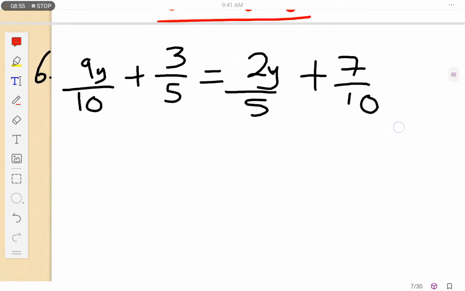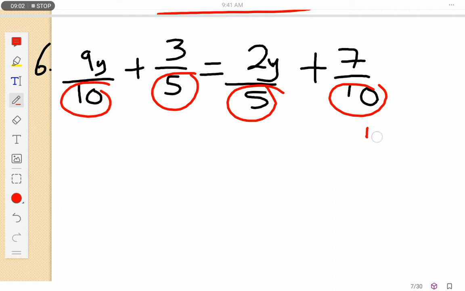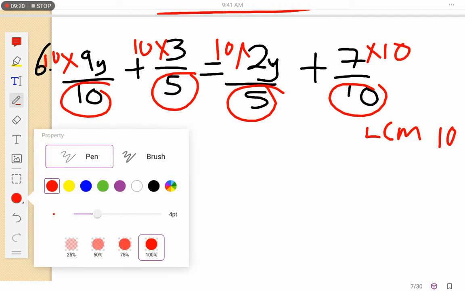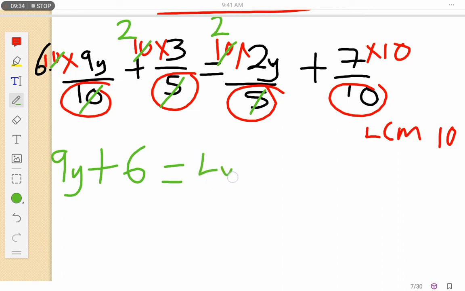Let's have another example. Okay, this one we've got 10, 5, 5, and 10. So our lowest common multiple is 10 there. Every number can go into 10. So I'm going to multiply everything by 10. So I can say times 10, times 10, times 10, times 10. Okay, let's divide now. Dividing 10 into this one cancels, we remain with 9y plus 5 into 10, 2 times 3, we get a 6 is equal to 5 into 10, 2 times 2y, we get a 4y plus 10 into 10, we have a 7 there.